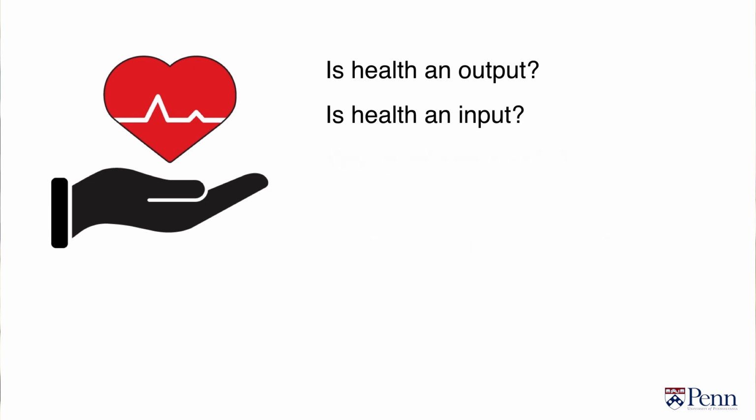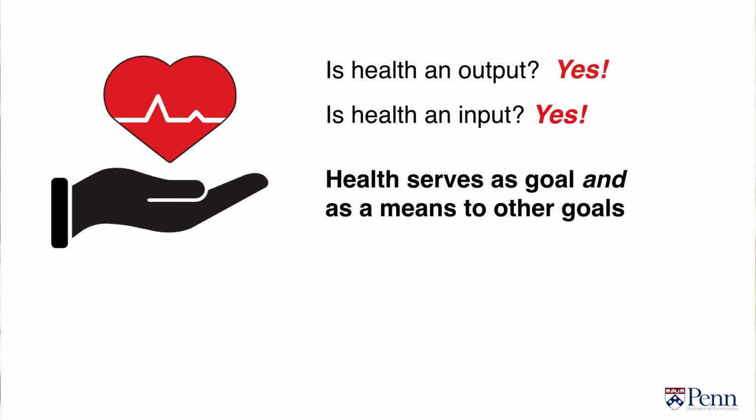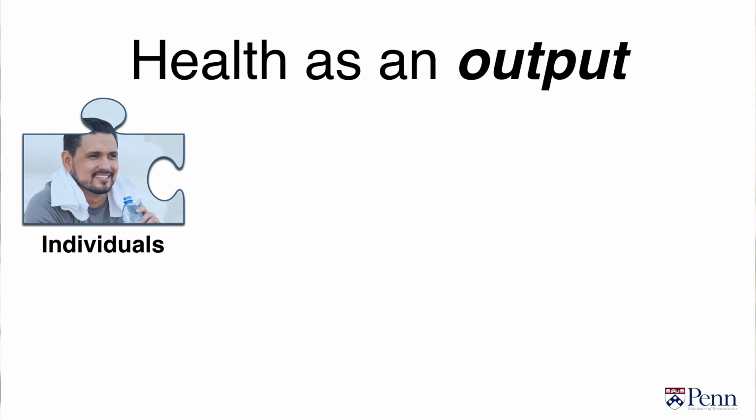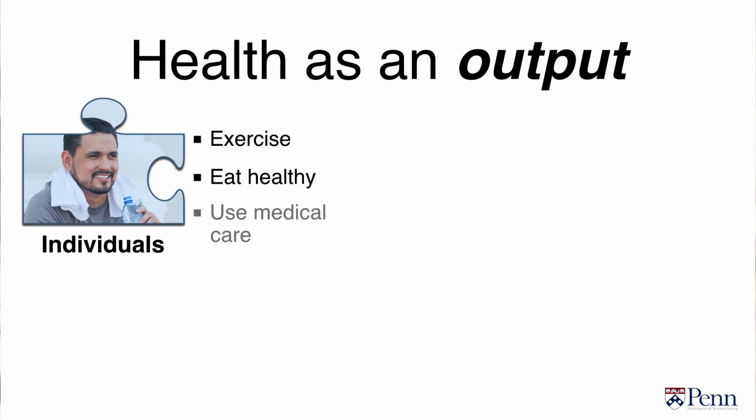If you answer that health is an output, you are correct. If you answer that health is an input, you are also correct. Health happens to be one of those conditions that serves both as a goal and as a means to other goals. Health, or being healthy, is an output from several perspectives. From an individual perspective, it's an output in that it's a goal we all put resources behind. We exercise, we eat healthy, and use medical care to elevate our health. Being in good health is a desirable output.